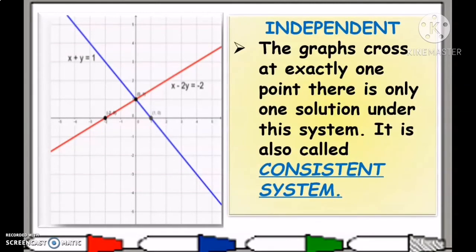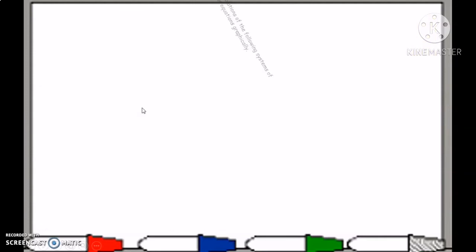So, this kind of graph, ang tawag po dyan is independent, because the graph crosses at exactly 1 point. So, nag-meet sila at exactly 1 point, at ang tawag po dyan ay the solution. At one solution lang po yan. And aside from that, it is also called a consistent system. So, yan po. Next.